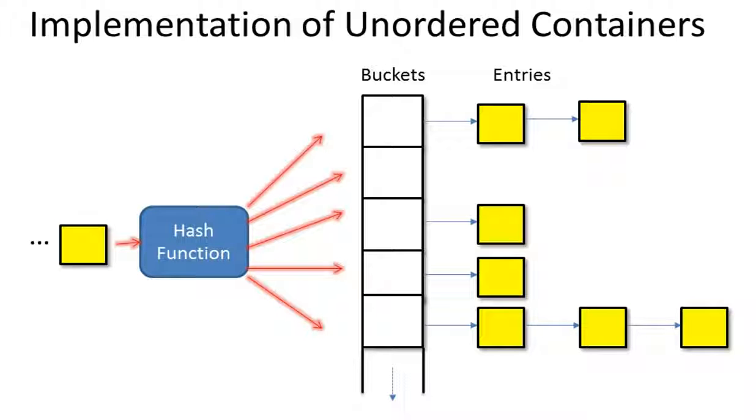The biggest advantage of this kind of structure is that if you have a fast and effective hash function, finding an element in the hash table is very fast. It only takes constant time, the fastest among all the containers.